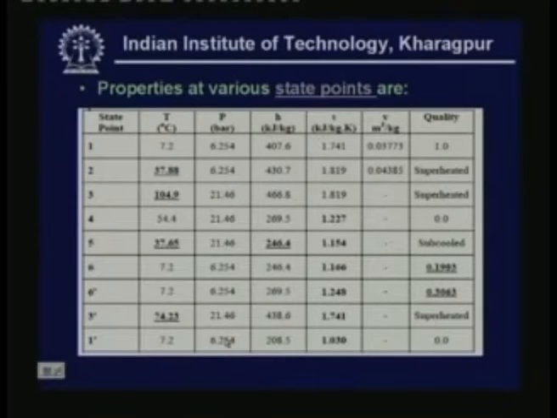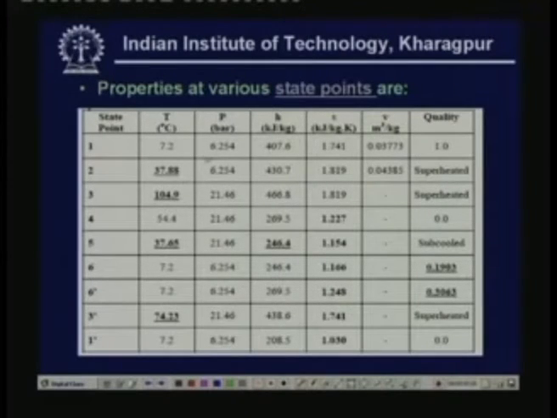State point 1, as I have already told you, is the exit of the evaporator, which is a dry saturated vapor at 7.2 degrees centigrade. At this point we find the saturation pressure to be 6.254 bar, and quality, as you know, is 1. So, we give these two as the input and we find the rest of the properties: the pressure, the enthalpy 407.6, entropy 1.741, and specific volume 0.03773.